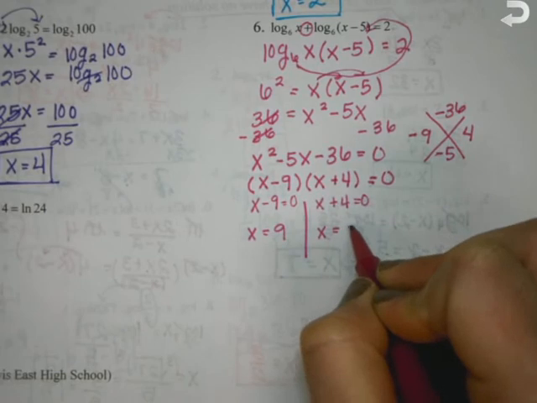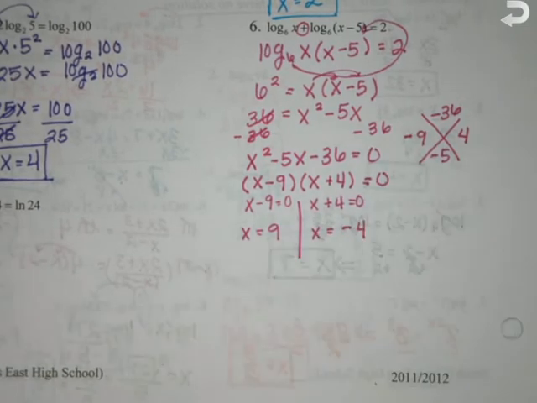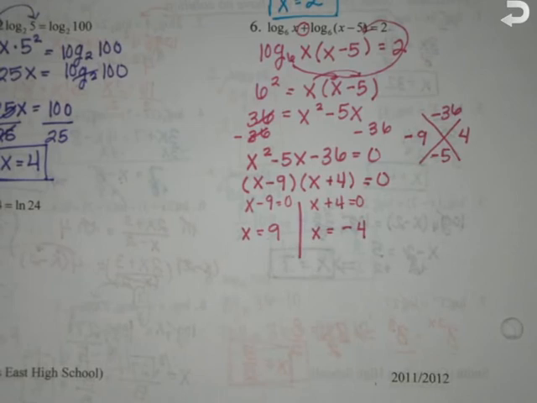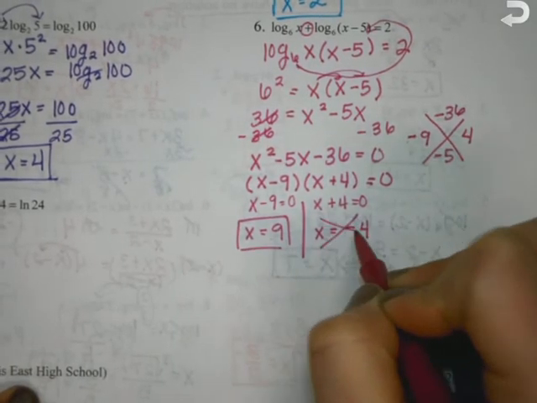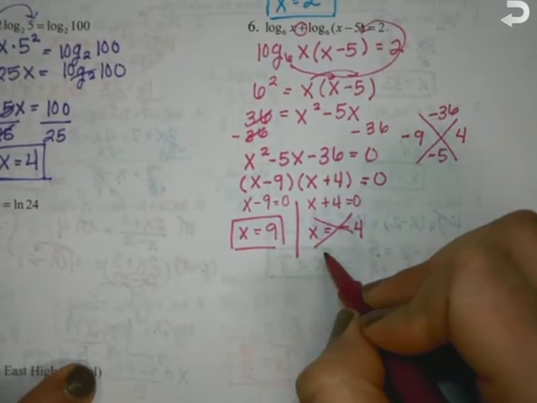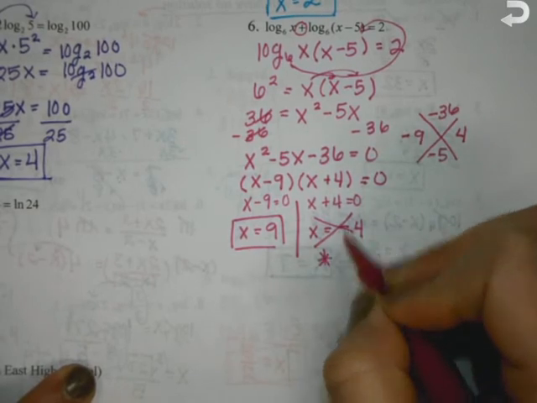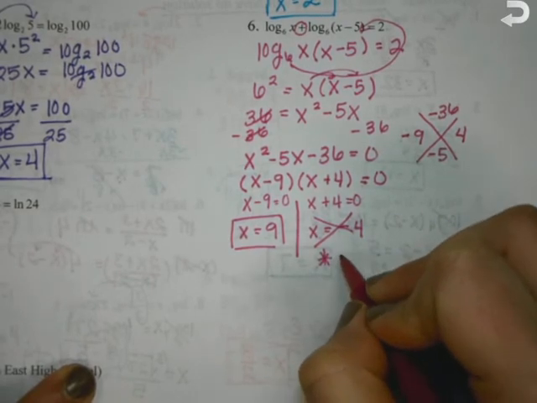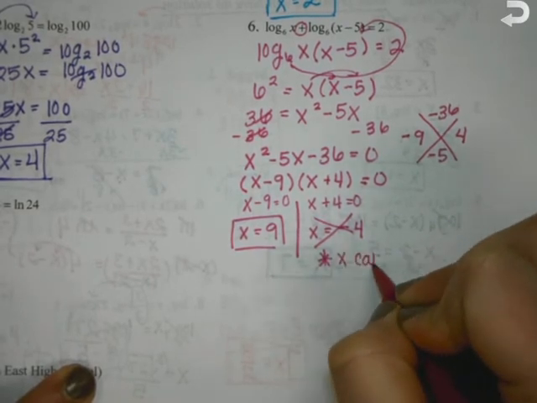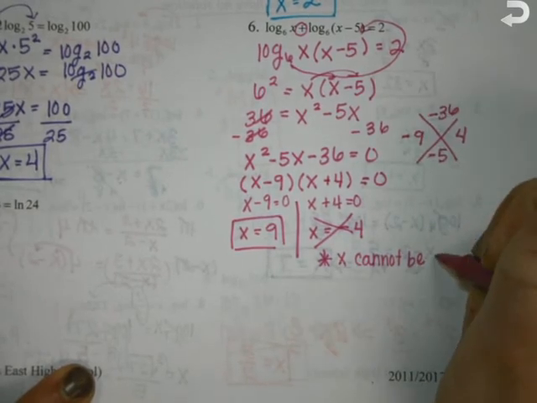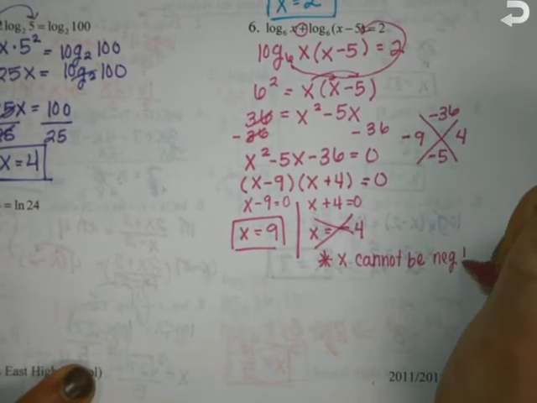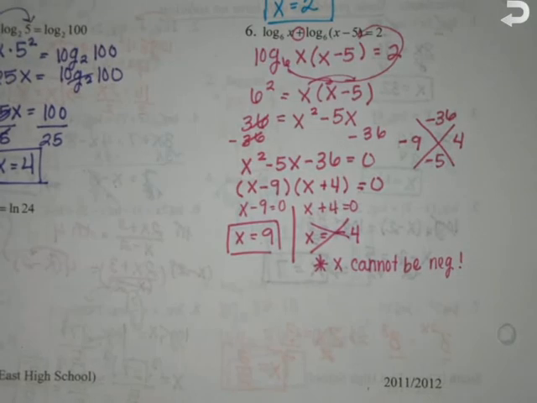Both of those answers? Only number 9. Only 9. x cannot be negative. So let's write a note right there. x cannot be negative. Okay, so we can't have x equals negative 4. So our answer is just x equals 9.